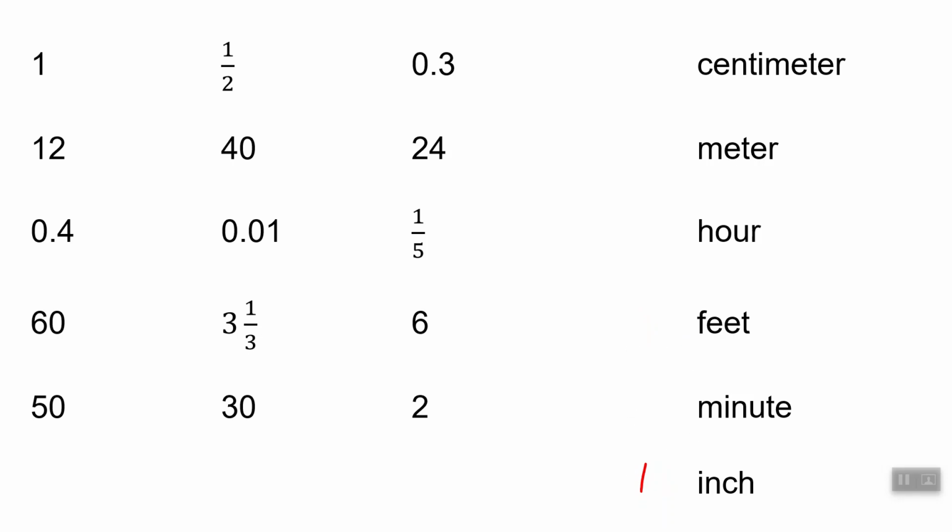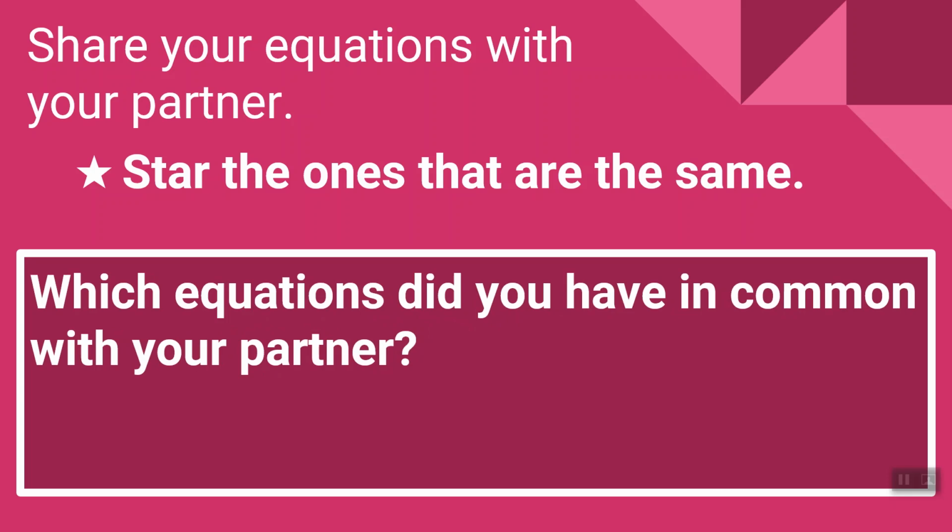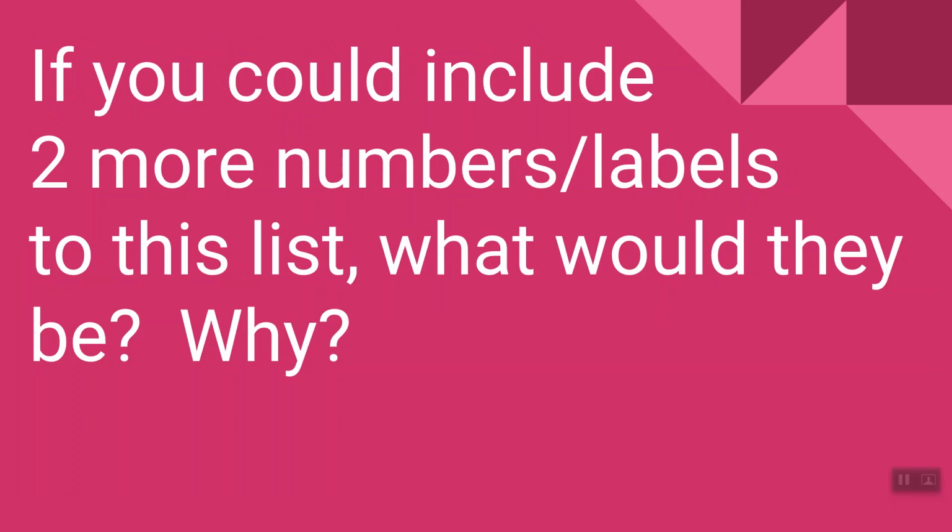So did you get any of the ones from the list? I think this lists all of the possibilities, so I'm not sure that there's anything else out there that would have been equivalent, because we listed everything that was possible there. In class we talked about which equations we had in common. We also discussed if you could include more numbers and labels, what would you want to have on there? A very common label that students wanted on there was seconds. I also had several share that they wanted the number 10 or the number 100, because then you could work between the centimeter and meters again.